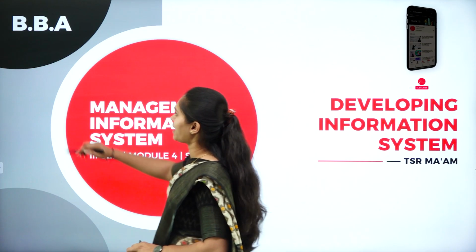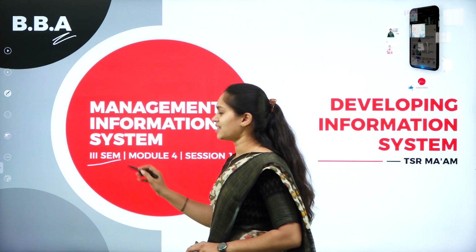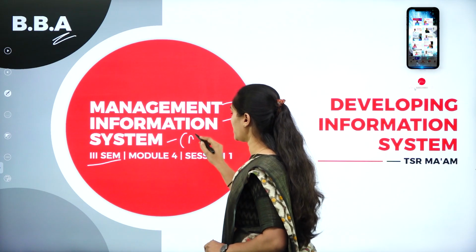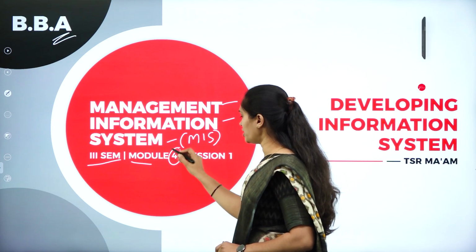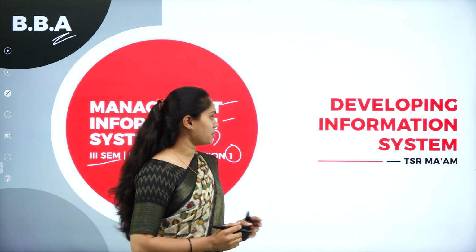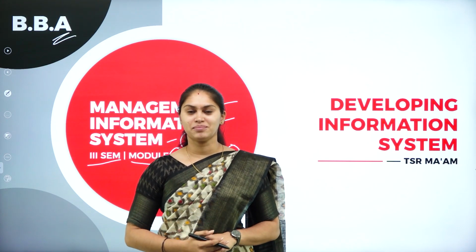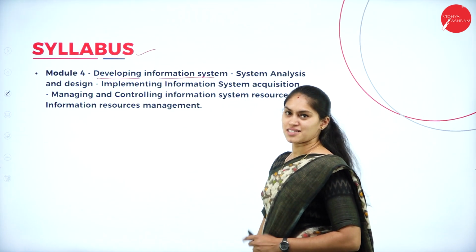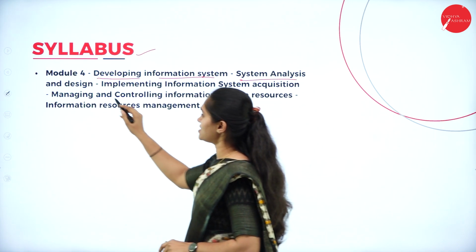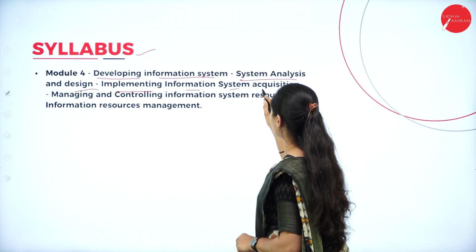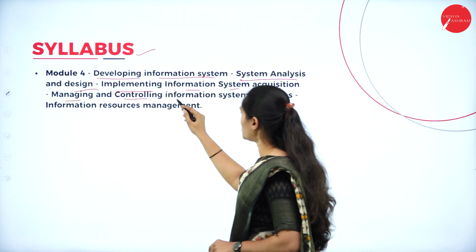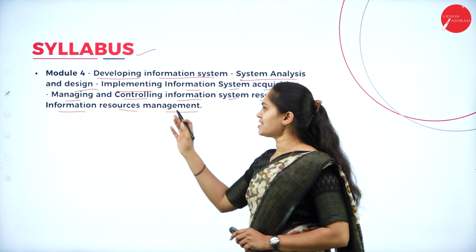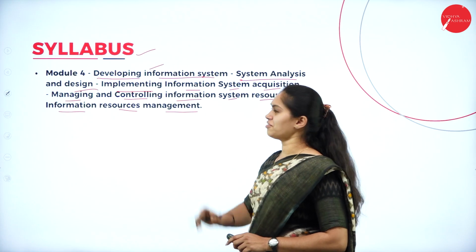So in my today's session, I will be discussing B.B.A's second year, semester 3 subject called Management Information System. So in short, we will be calling it MIS. I am dealing with module 4 of session 1 and the chapter name is Developing Information System. We'll see the syllabus copy of this module 4. So that is developing information system. Within that it has the content: system analysis and design, implementing information system, acquisition, managing and controlling information system resources, and then information resources management. These are the contents of module 4, that is developing information system.